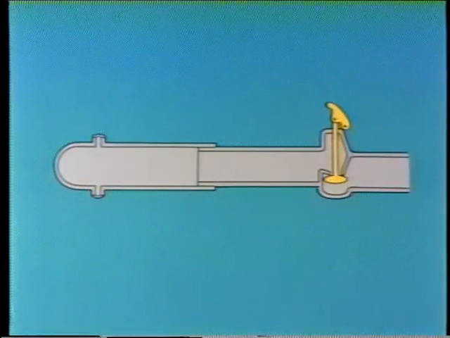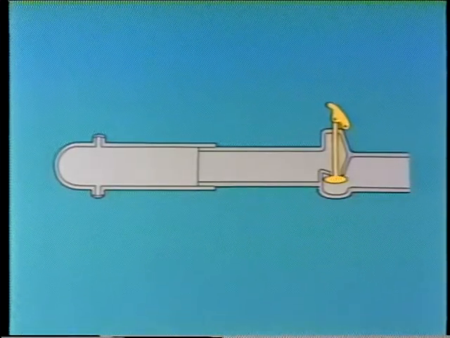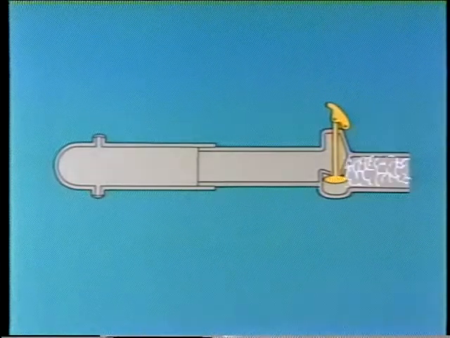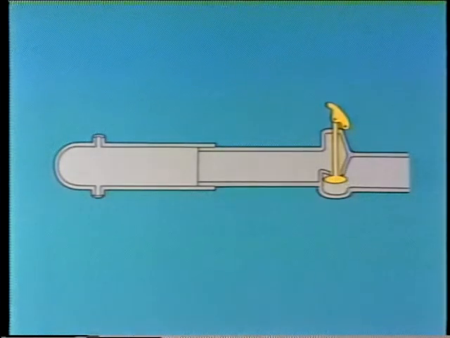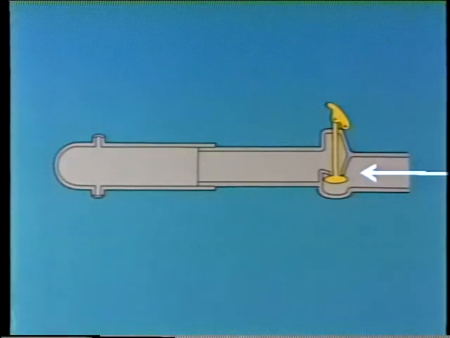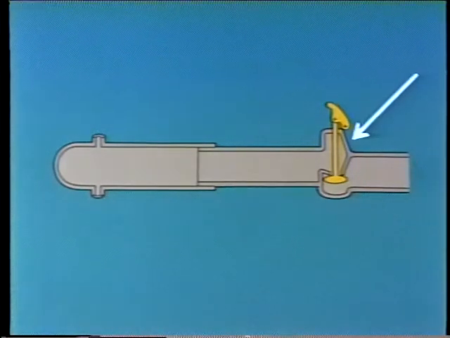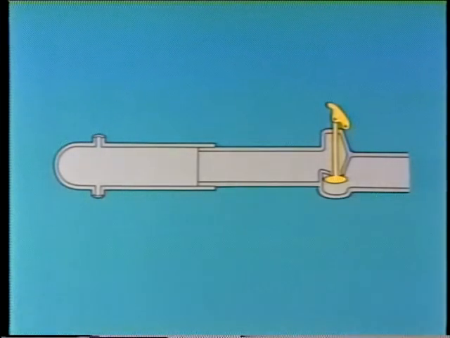Now, we said that a soot blower uses high-pressure steam or compressed air to do its job. This steam or compressed air is called the blowing medium. This picture shows the basic makeup of a soot blower. The blowing medium comes from its source under pressure through a piping system to this valve. The valve controls the flow of the blowing medium.